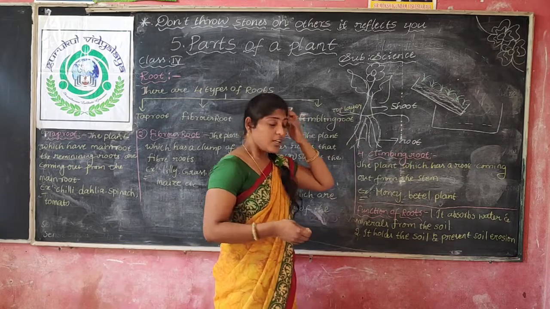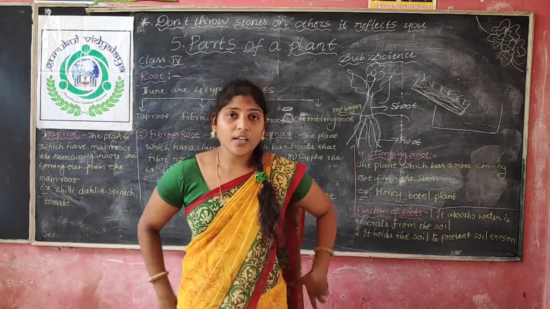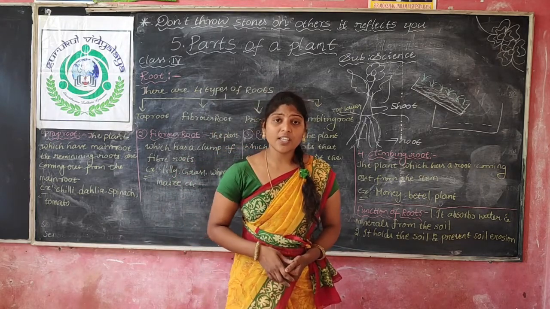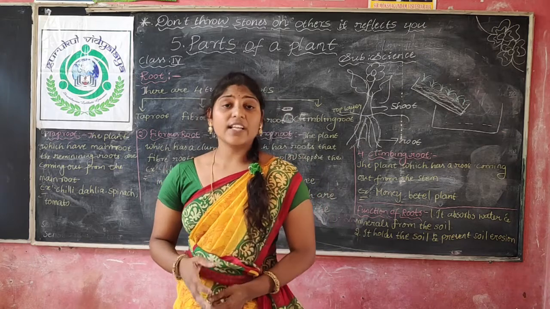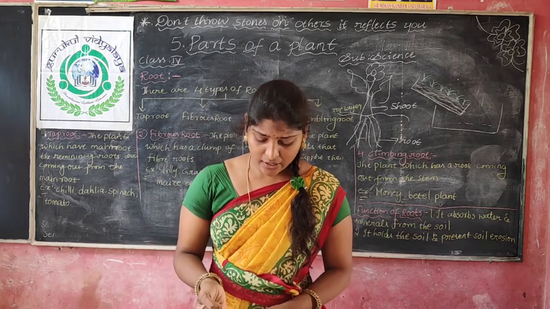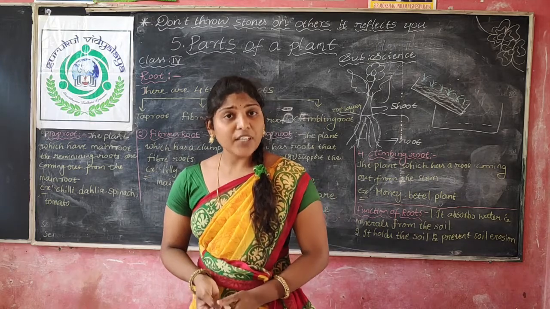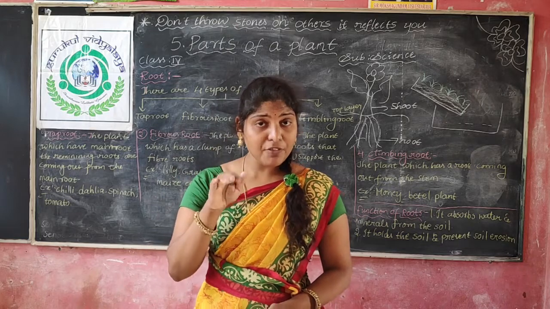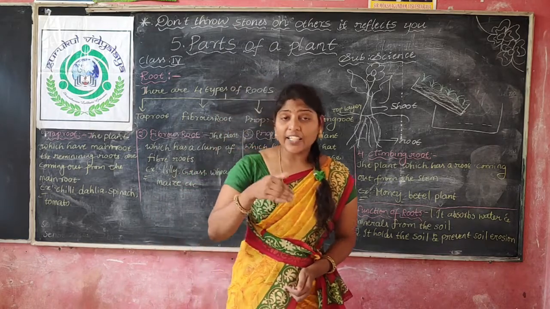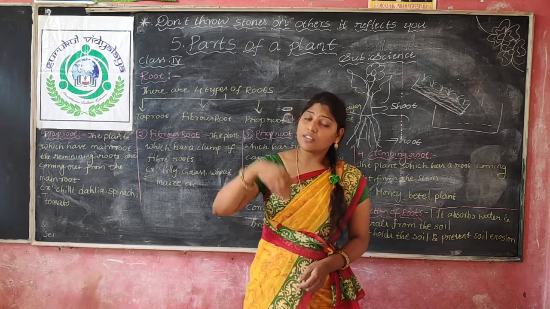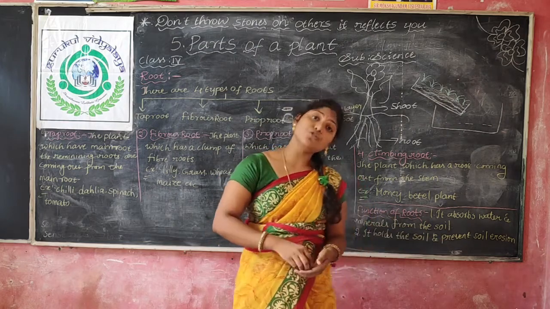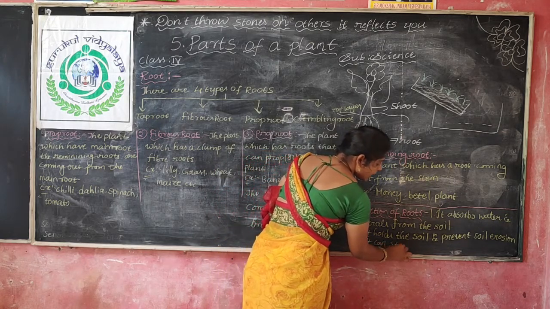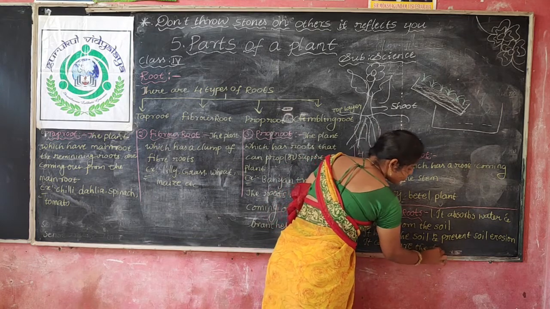So here you can see, not only these two jobs are done by the roots, there are still many. You can see some roots like carrot, radish, turnip, sweet potato. These are used as food also. That type of root is able to store food. So not only this, the roots can store food also.